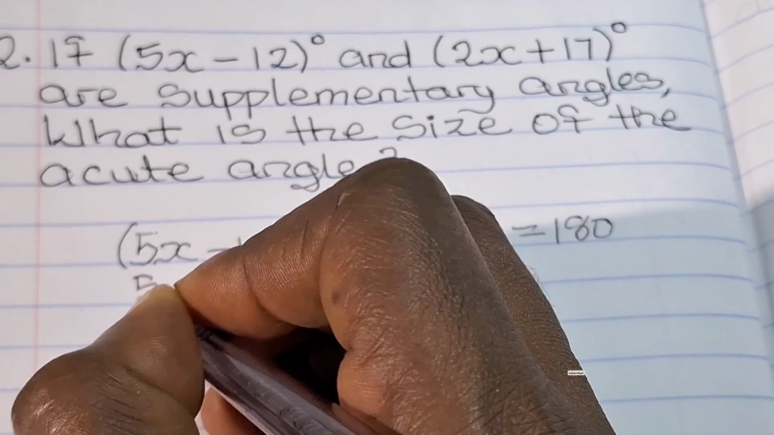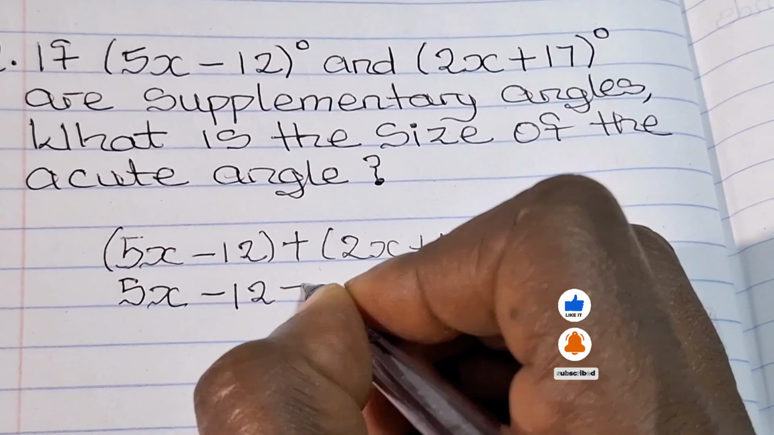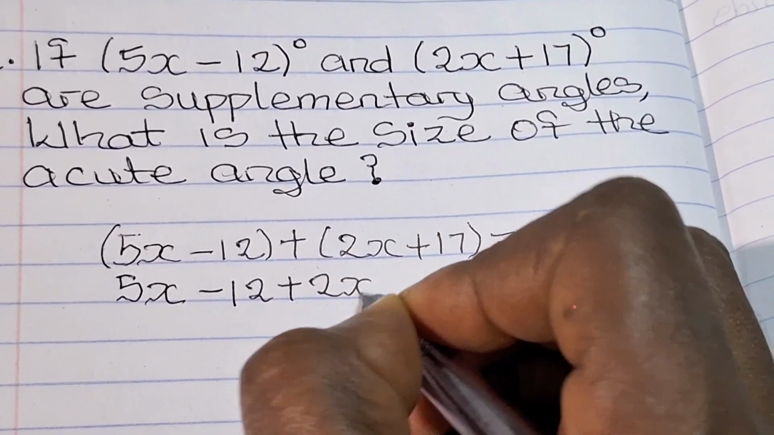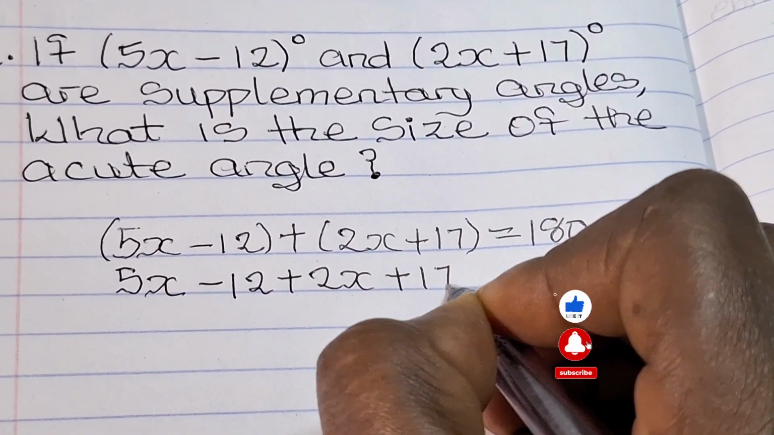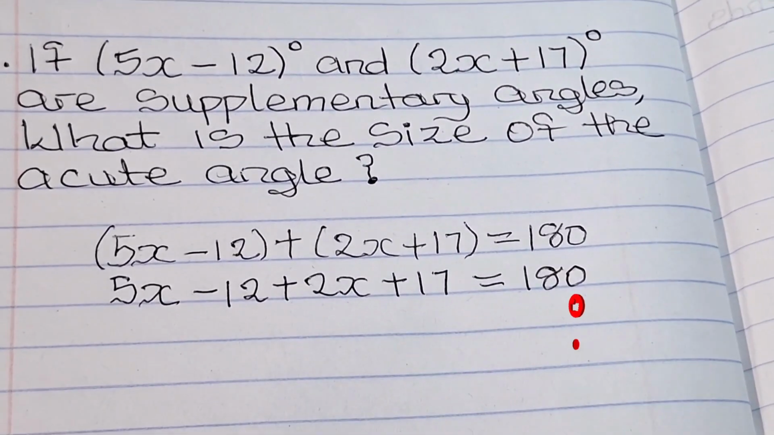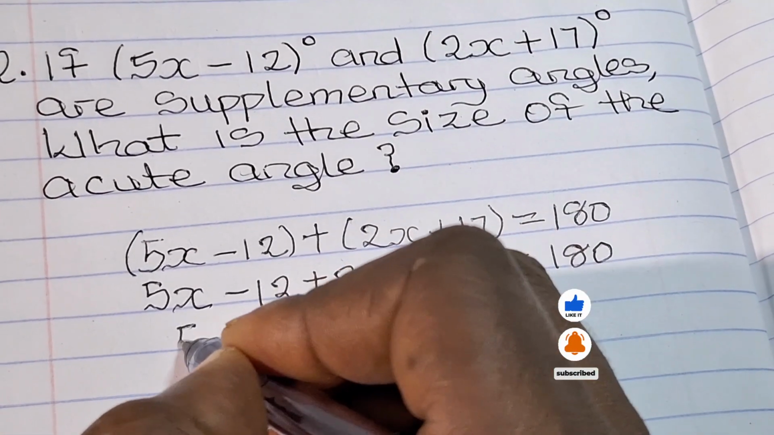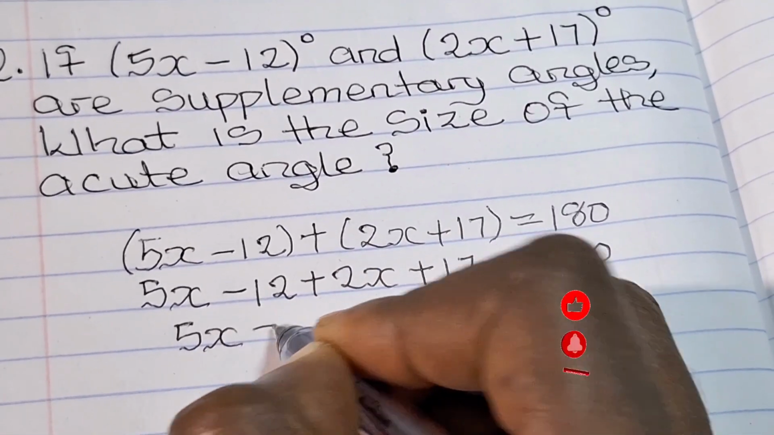So let's do this. 5x minus 12 plus 2x plus 17 is equal to 180. Now, it's time to collect like terms. 5x and 2x are like terms. I bring them together.